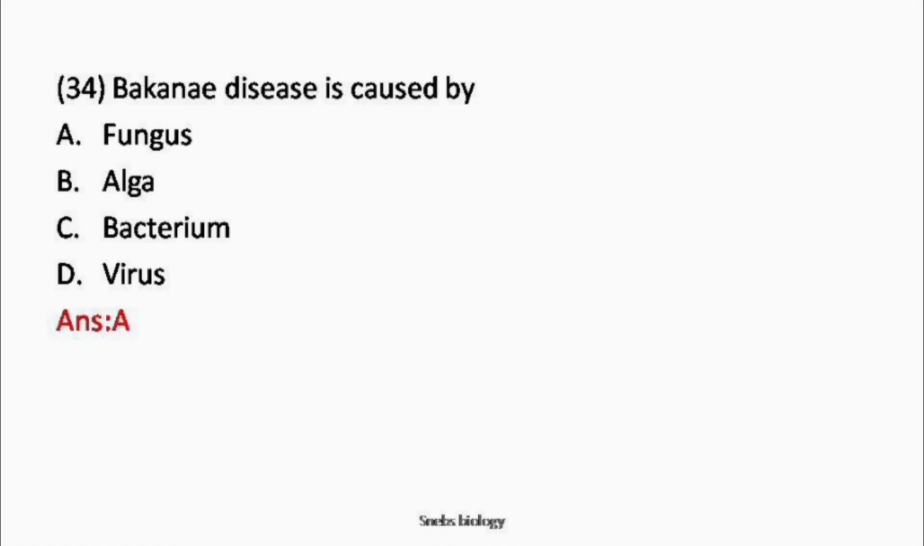Next, question number 34. Bakanae disease is caused by option A fungus, option B alga, option C bacterium, option D virus. So Bakanae disease or foolish seedling disease is caused by the fungus Gibberella fujikuroi. Kurosawa in 1926 first isolated the plant growth hormone gibberellin from this fungus. Okay, so the correct answer is option A.